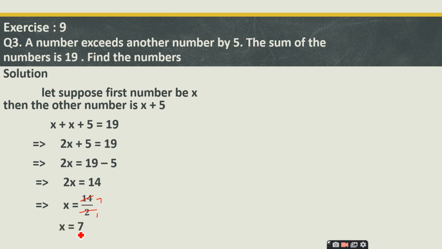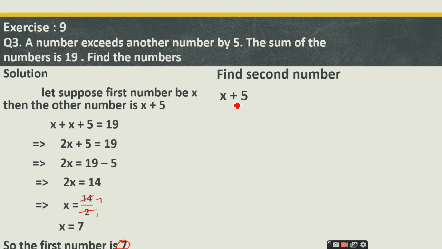Now x is equal to 7, which means the first number is 7. We have found the first number, which is 7. Now we have to find the second number, and for the second number we have x plus 5. We have found x, which is 7, and plus 5 is equal to 12. So the second number is 12.